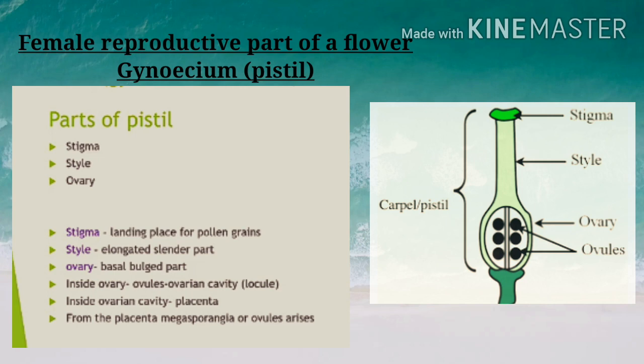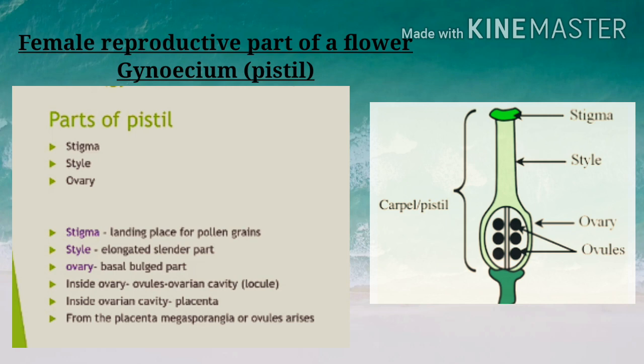Next, at the base, you have a bulbous structure on the thalamus that is called the ovary. The ovary constitutes the ovules. The ovules are the female gametophyte which constitutes the eggs, which are arranged on an axis known as the placenta.